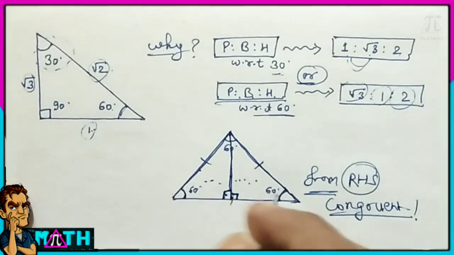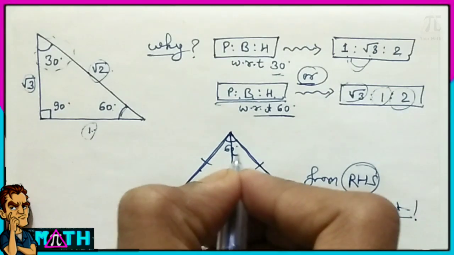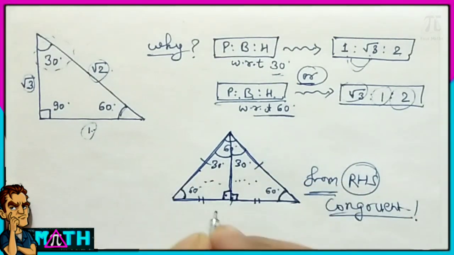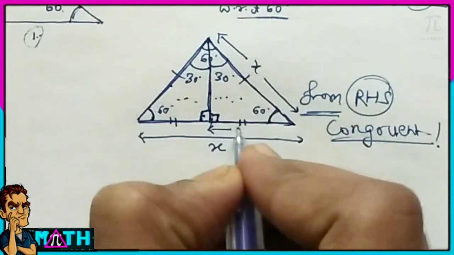Therefore all the corresponding parts of congruent triangles must be equal. So this side and this side length must be equal, and this angle must be equal, which is 30 degrees. So if I say this is x, so this is x as well, and this is x by 2.